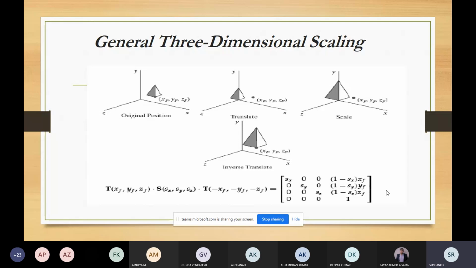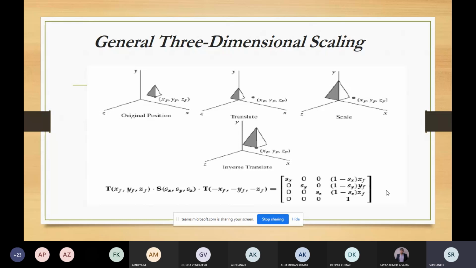The point of reference is not at the origin. Here the point to be scaled is at some fixed value from the origin. It is at some position from the origin, but we know that the computer graphics will support only those functions which will scale relative to the coordinate origin. With respect to the coordinate origin only, the graphic routines will support the scaling operation. So now what to do in this case?